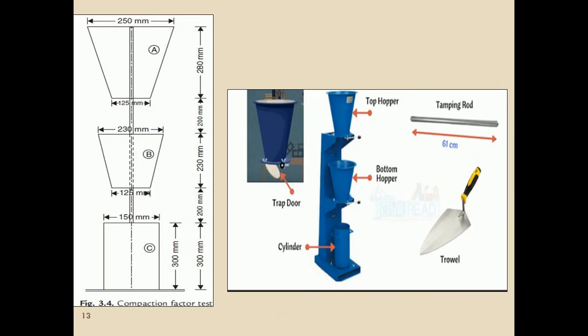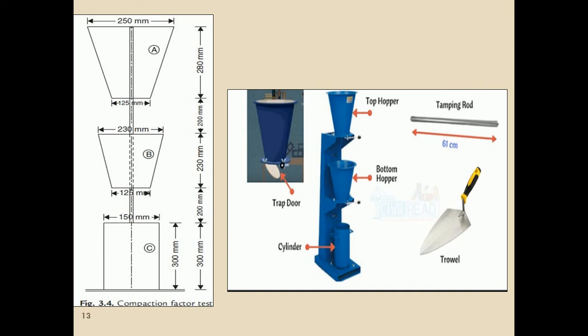So this is the compaction factor instrument. You have two hoppers. A is the upper hopper, and B is the lower hopper, and C is the cylinder, and the required dimensions are given as per the Indian standards. At the bottom of the upper hopper you can see a trap door, which is white in color, that you can open. Similarly, the lower hopper also has a trap door, which you can open.